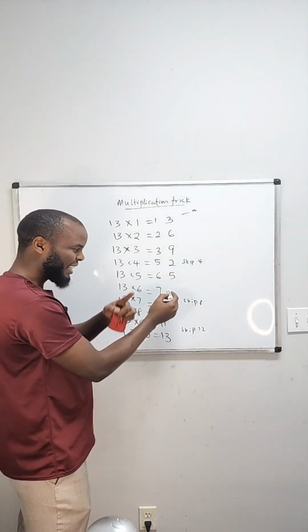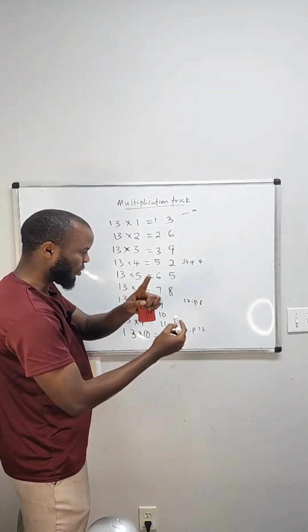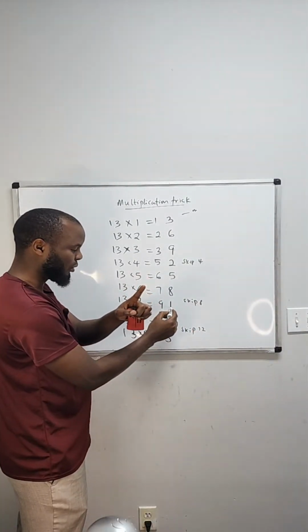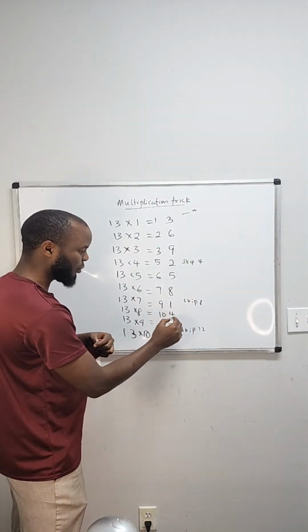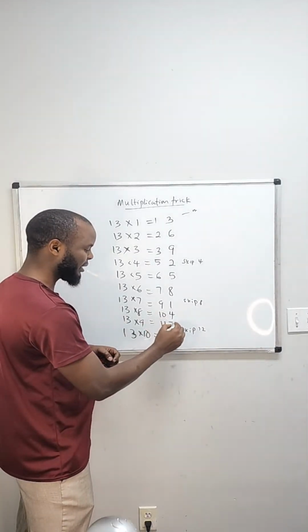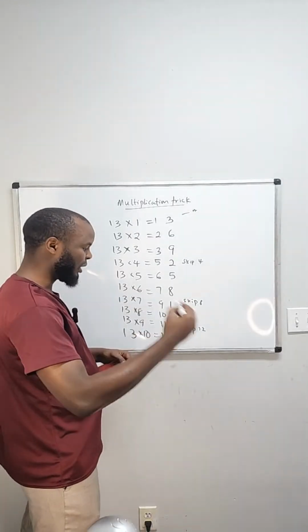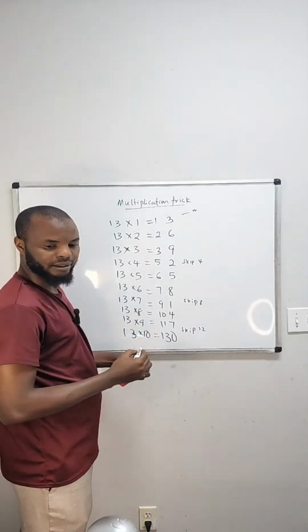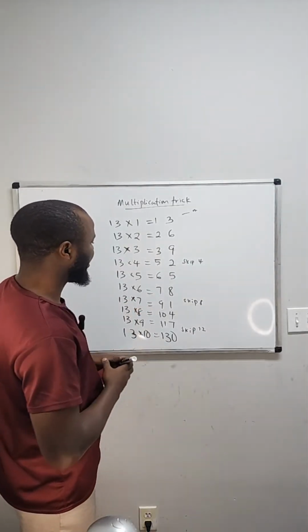After 15, we have 18, right? The last digit. After 18, we have 21, right? The last digit, which is 1. After 21, we have 24, right? The last digit, which is 4. After 24, we have 27. The last digit is 7. And after 27, multiples of 3, we have 30. The last digit is 0. So this is just the sequence you follow for table 13.